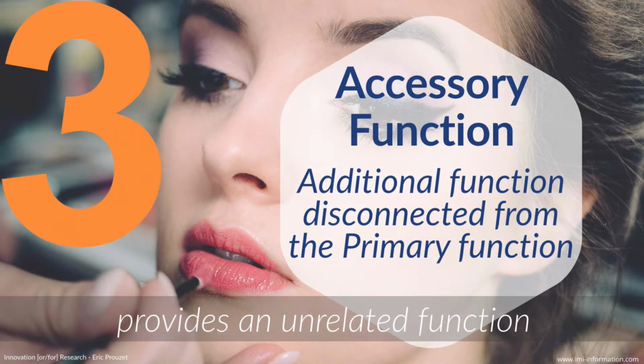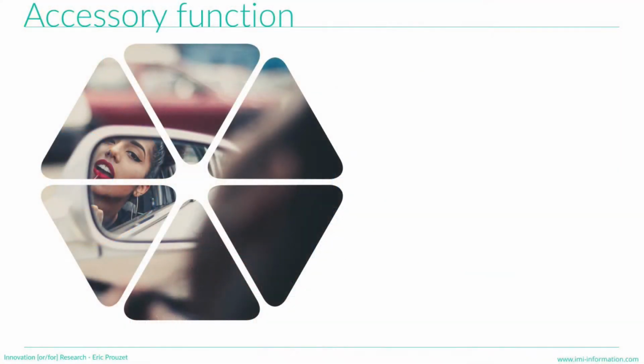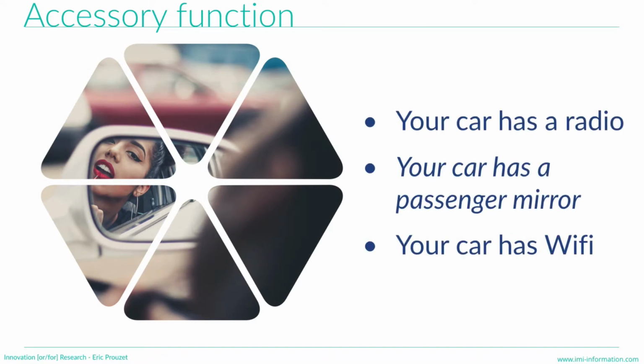The third function is what I call the accessory function. The accessory function is an additional function disconnected from the primary function. It provides an unrelated function. Here's some example. Your car may have a radio or passenger mirror or Wi-Fi. You see that these functions are totally disconnected from the fact that the car will transport you from A to B. They are additional functions. They will provide something different, something else, but will not modify the initial function of the car.